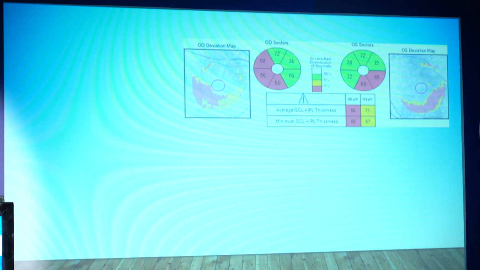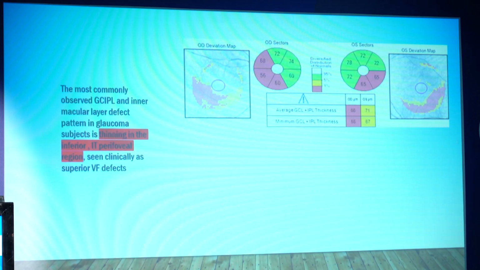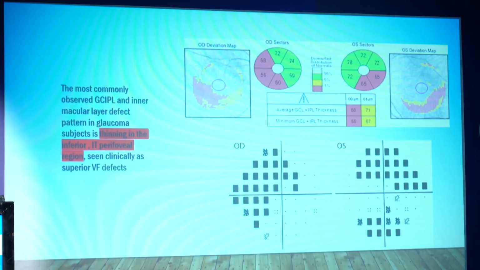So generally, as we can see in this, there is inferior temporal thinning, which is correlating with the red areas on the sector analysis in both the eyes. And this is the hallmark, which is also correlated with the visual field, which shows a superior defect.